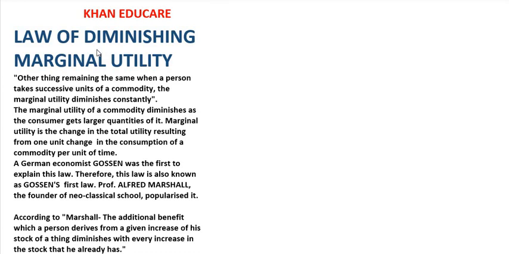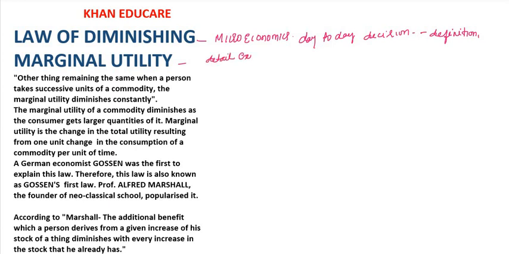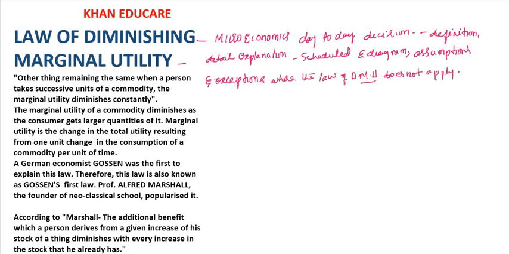The law of diminishing marginal utility. The law of diminishing marginal utility is an important concept to understand. It basically falls in the category of microeconomics. It is of equal and significant importance in our day-to-day decisions. In this video, you will find the definition of the law of diminishing marginal utility, a detailed explanation with the help of a schedule and diagram, assumptions we make in the law of diminishing marginal utility, and exceptions where the law of diminishing marginal utility does not apply.